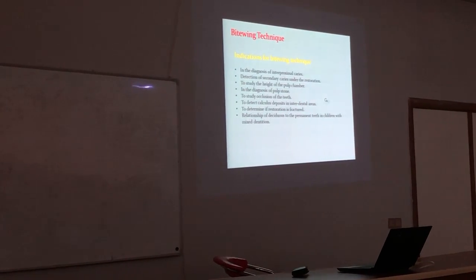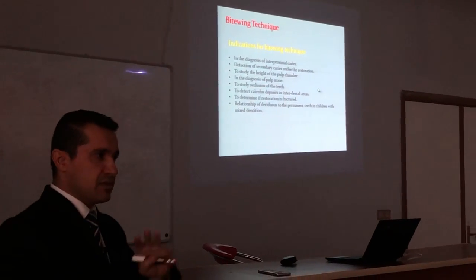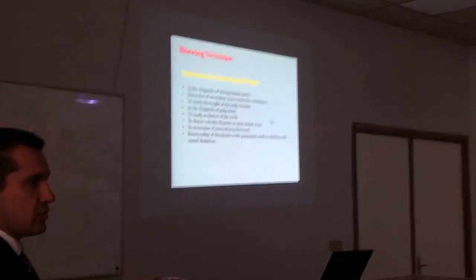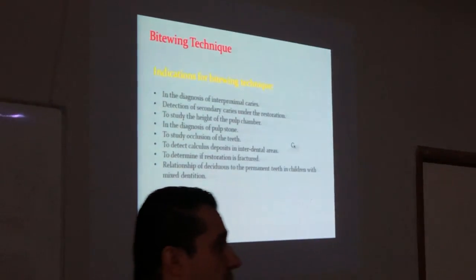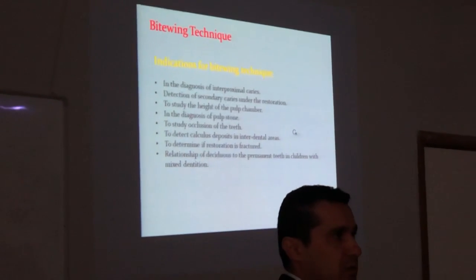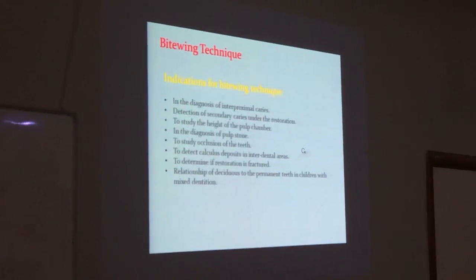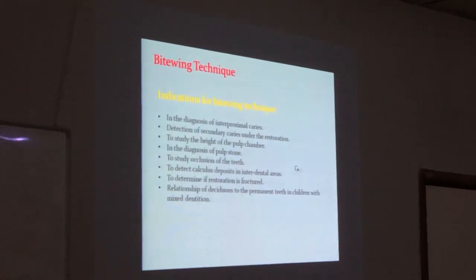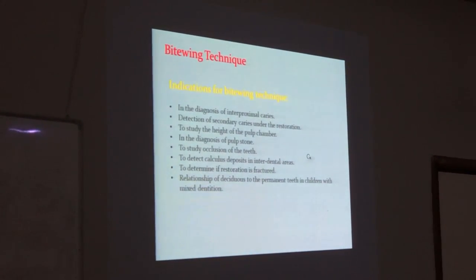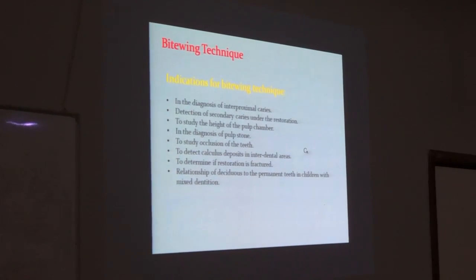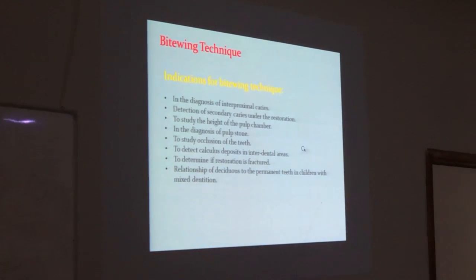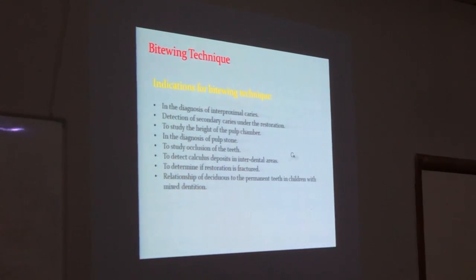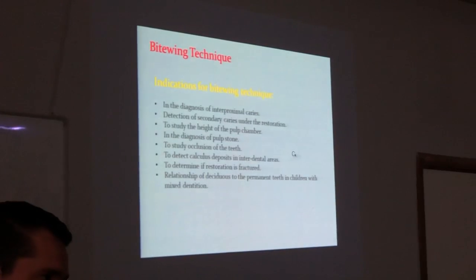Now, indications. Diagnosis of interproximal caries, this is the first and the most important one. Detection of secondary caries under the restoration. You have an amalgam restoration and the patient is still complaining from this restoration. For example, the patient has an amalgam or composite restoration but still suffers, for example, with sweets or cold. When you take a bite wing film, you will see that there is recurrent caries. That means there is caries under the filling too.